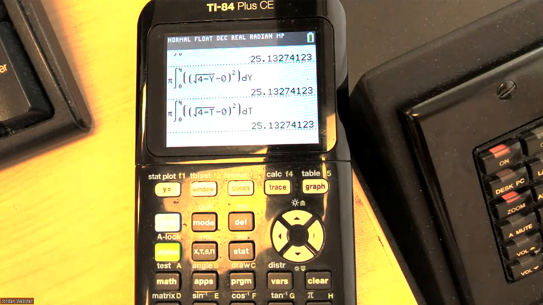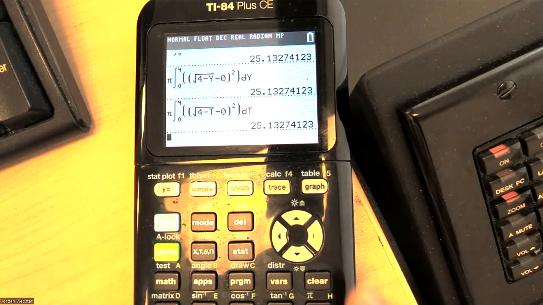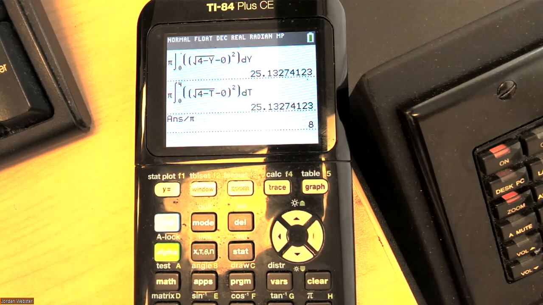So if you want to use alpha with the y, go ahead and do that. If you want to use just whatever variable key, if you're in function mode, your variable key is going to give you an x. If you're in parametric mode, your variable key is gonna give you a t. If you're in polar mode, your variable key is gonna give you a theta. So no matter what you use, you get the exact same thing, which is just a fancy version of 8 pi.